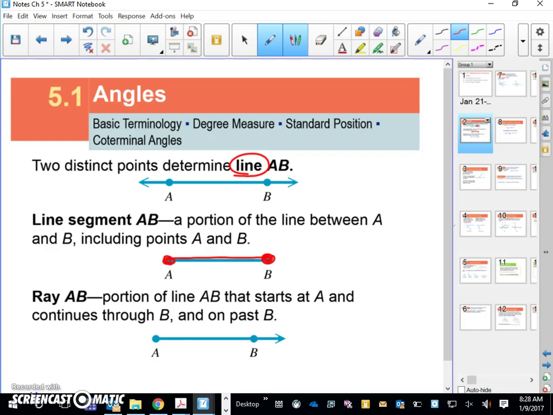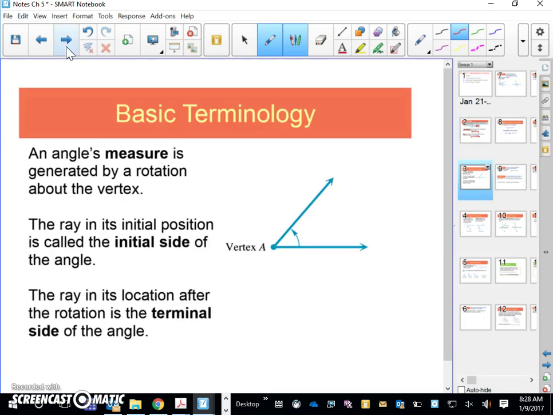A ray. So we've got a line, we've got a line segment, and we've got a ray. Notice a ray starts at a point and goes off in a direction. That's all stuff that's from geometry. You should probably remember that from geometry, and we'll be using those terms. Okay, but we're talking about angles, and an angle's measure is generated by a rotation about the vertex.